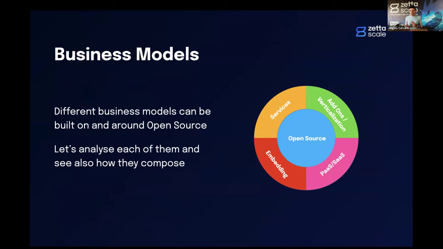There are different models that you can take to build revenues around open source. To keep it simple, I've divided this into four classes, which we'll analyze one by one, looking also at the preconditions that need to apply for you to be able to deliver and be successful in any of those areas. So you could build a service-oriented company around open source. You could build add-ons or verticalization, PaaS, SaaS, or you could embed open source technologies to create some additional offering.